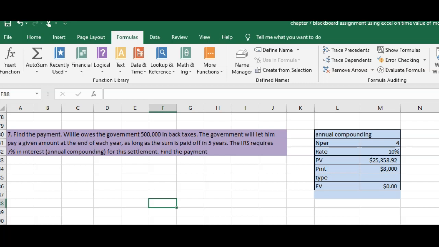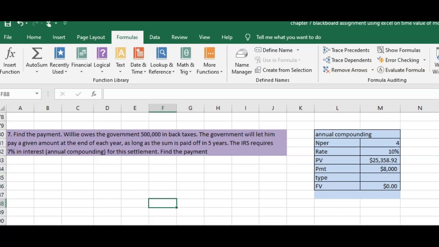In this video, we're going to find out how to get the payment when you owe some money, like poor old Willie does. He owes the government $500,000 in back taxes. He's settling up with the government, and he said, just give me 5 years. And so he's going to make a payment at the end of each of the next 5 years, and he needs to know how much will that be.